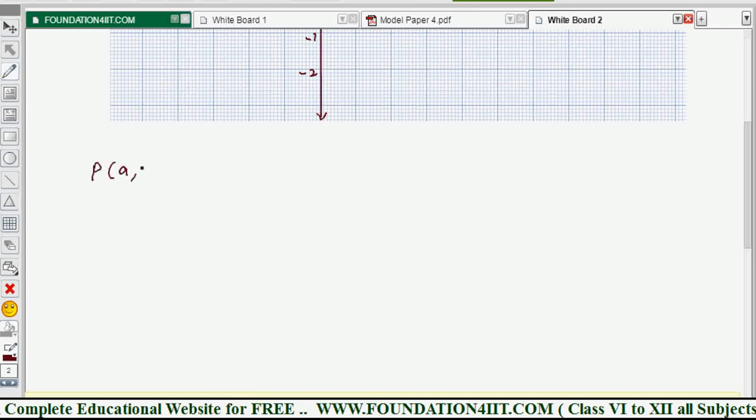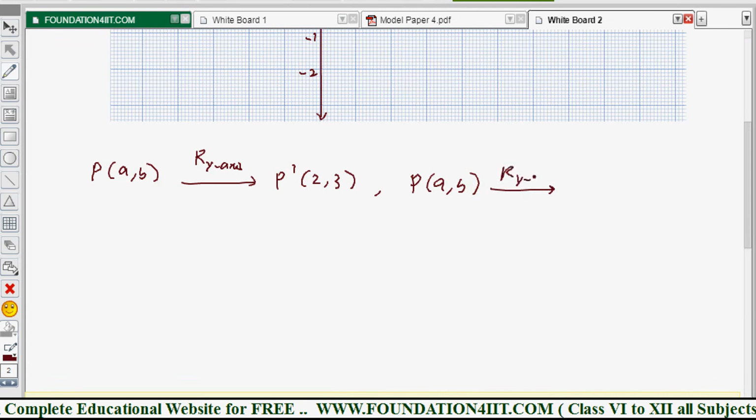So if P is a comma b, then reflection on the y-axis gives P dash, that is 2 comma 3. I'm taking P as a comma b. Then under reflection on the y-axis, the x value sign will be changed. That means minus a comma b. So from this P should be minus 2 comma 3. Okay, negative sign. Now the first question, therefore P is minus 2 comma 3, right?